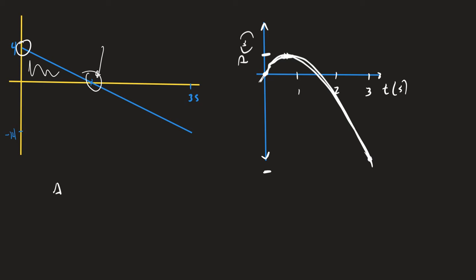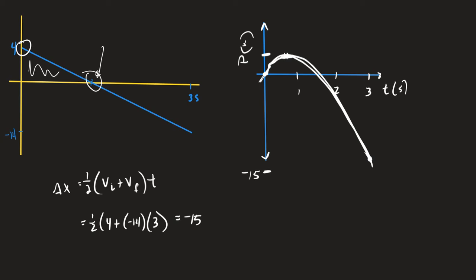I've got delta x equals 1/2 v initial plus v final times t. This is a trapezoid. Even though it's folded over, I could treat it like a trapezoid. So this would be 1/2 times 4 plus negative 14 times 3. So that's negative 10, half negative 10, negative 5, negative 5 times 3, negative 15. So the displacement was negative 15 meters. That means this point, negative 15. I don't know where this is, but I'm sure I could find it if I wanted to.